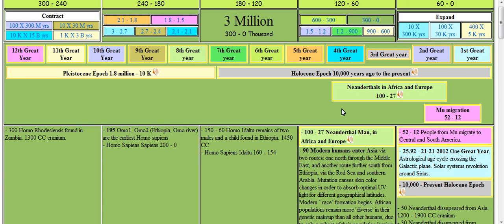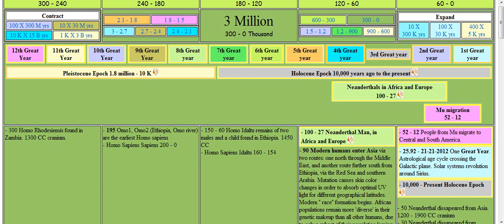So Neanderthals were in Africa and Europe from 100,000 to 27,000 years ago, because this is 120,000, so this is about 100,000 and 27,000. So this is Neanderthal. And the Mu migration, I included New Age stuff too. So the Mu migration was kind of at the tail end of Neanderthal. Neanderthal lived in about half of the Mu migration. And so that's the 3 million year page.